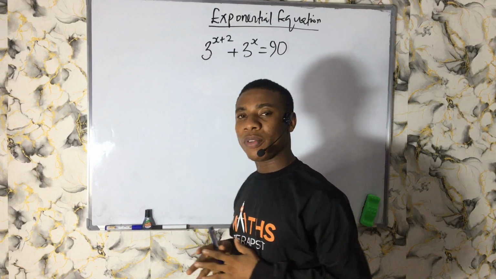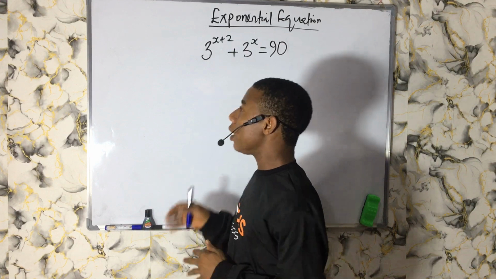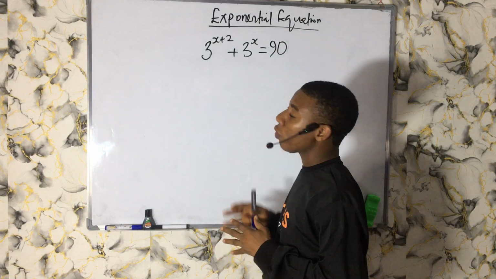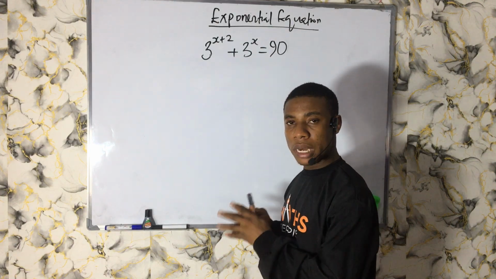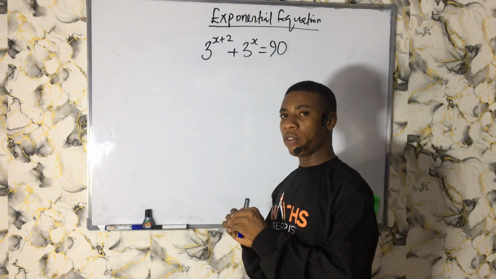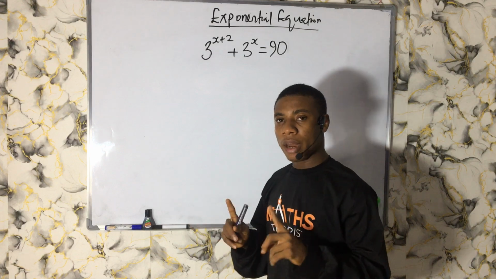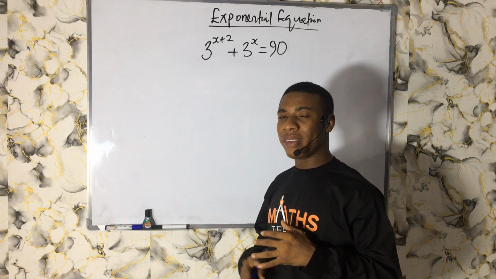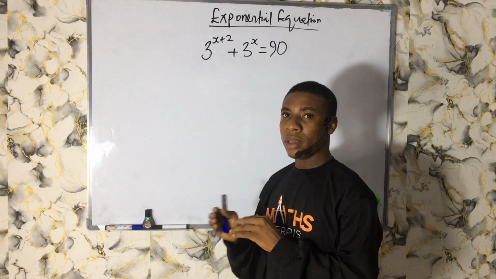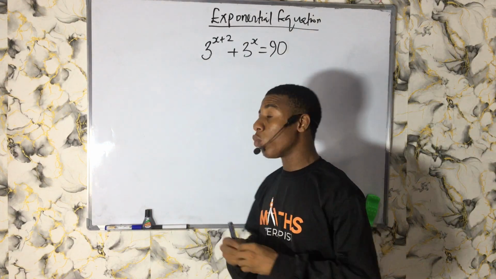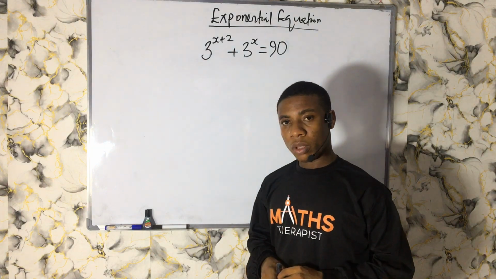So we have a very beautiful exponential equation here today on the board. The question implies that 3 raised to the power x plus 2 plus 3 raised to the power x equals 90. Before we engage this question, we have different approaches of solving it. Also, you have to understand the basic laws of indices, because without understanding one of the laws of indices, like the multiplication rule, you cannot solve this question. So let's solve it together.